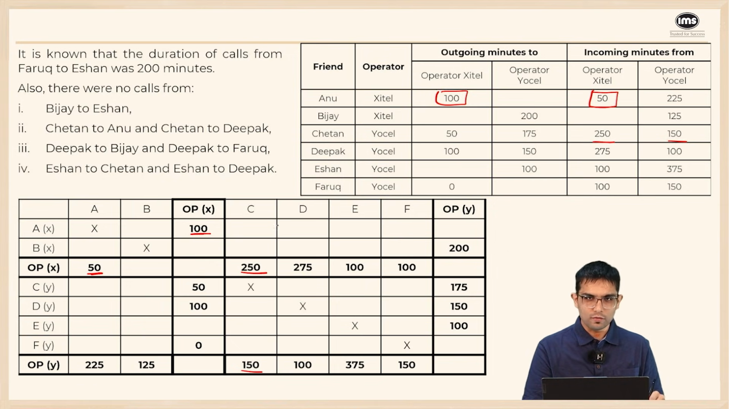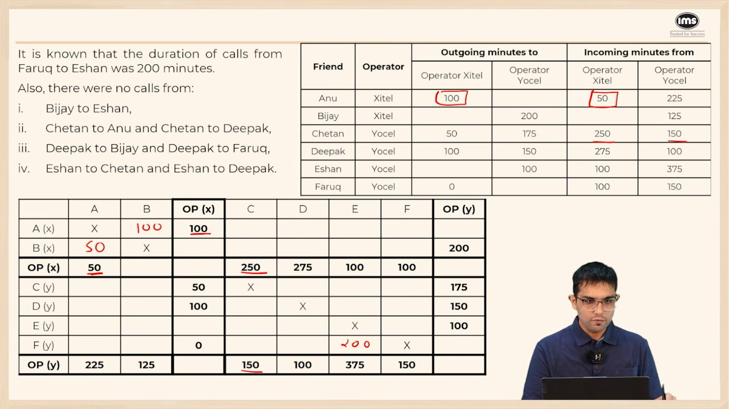Now try to solve this table. Now A's total call is of 100 minutes. A cannot call himself, and it is 100 over here. Again, A's incoming is 50 minutes. A cannot have incoming from himself. So this has to be 50. Similarly, we can identify that F to E was 200, so F to E is 200.